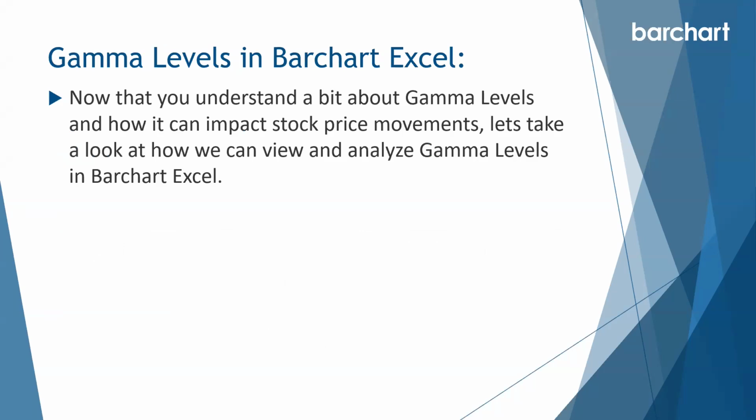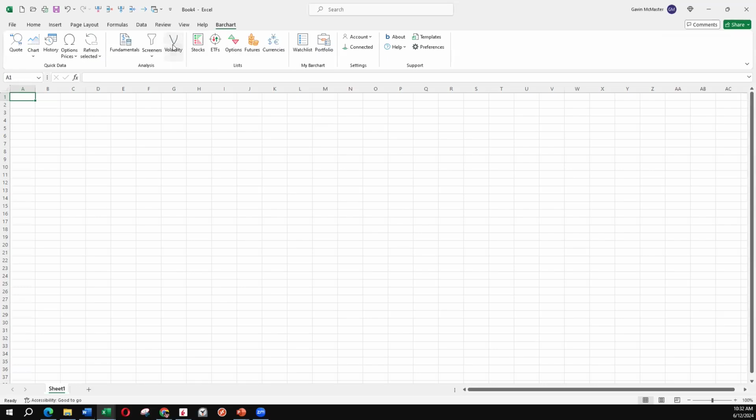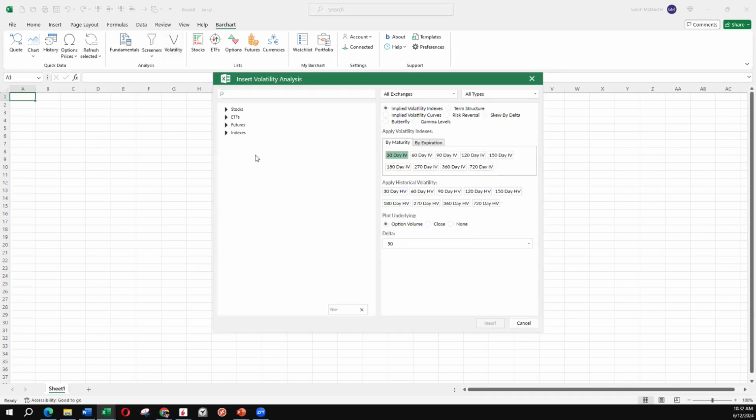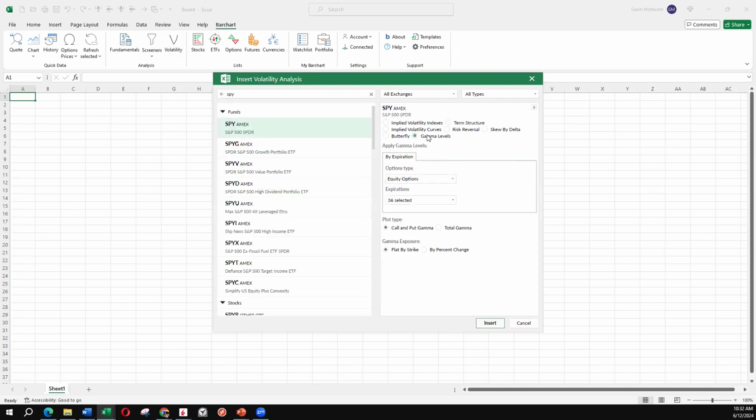Now that you understand a bit about gamma levels and how they can impact stock price movements, let's take a look at how we can view and analyze gamma levels in Bar Chart Excel. Within our Excel, we'll go over to Bar Chart, we'll go to Volatility, and let's take a look at SPY first. Double click to bring that across, and we'll choose gamma levels.